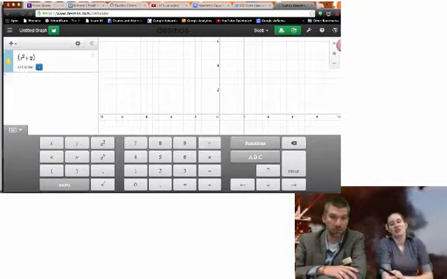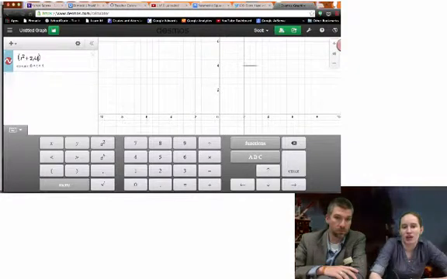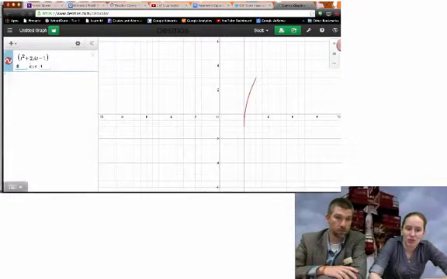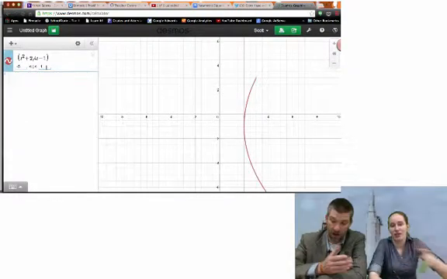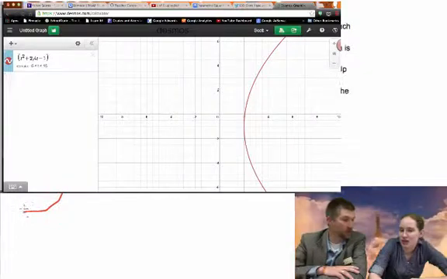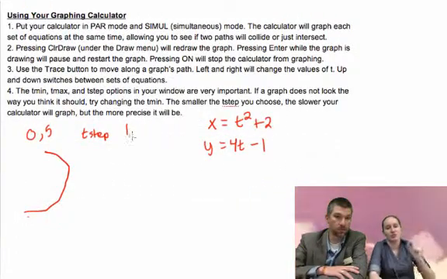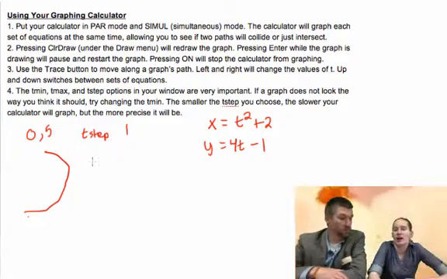The T-step part of that is, if you put in from 0 to 5 with a T-step of 1, it's going to plug in 0, 1, 2, 3, 4, 5, and those are the only values it's going to plug in. So you can get a graph that looks really jerky, not very smooth. But if you lower that T-step to a smaller number, like 0.01, then it's going to be a lot more accurate.